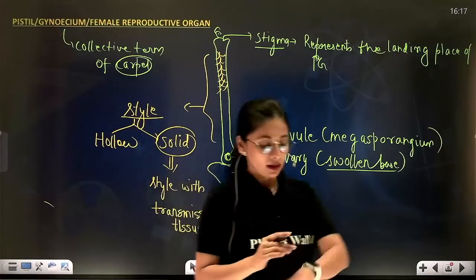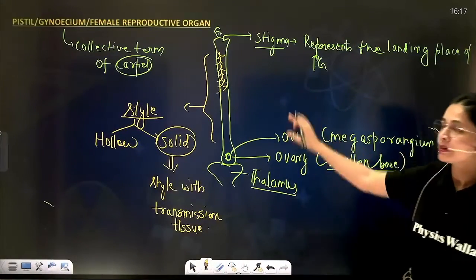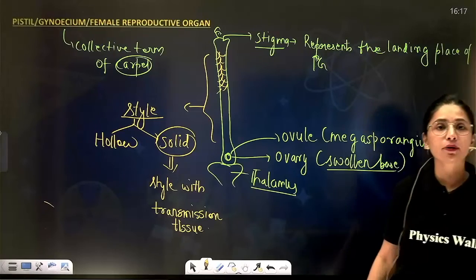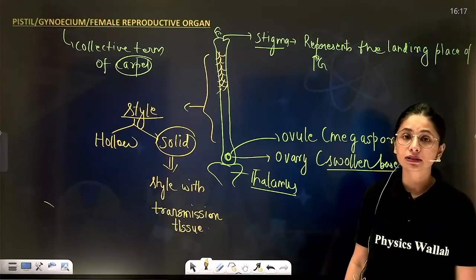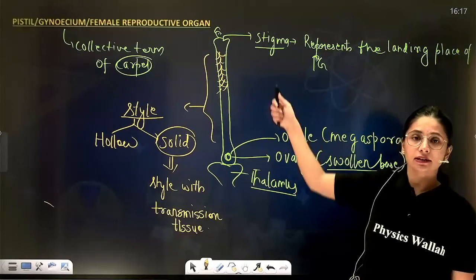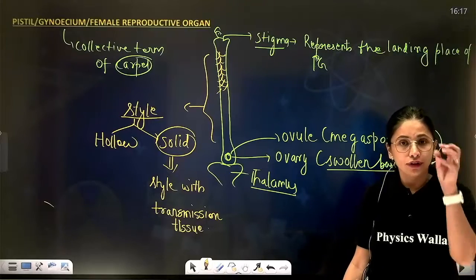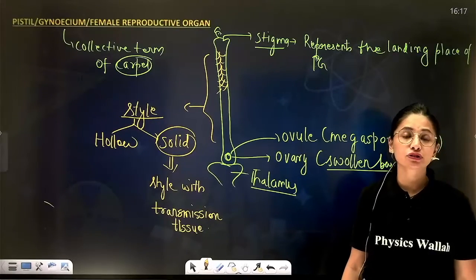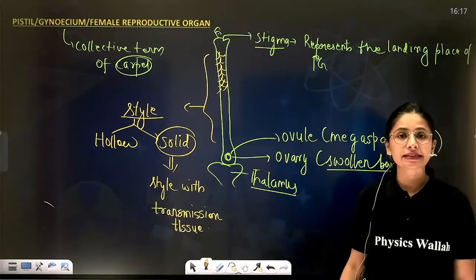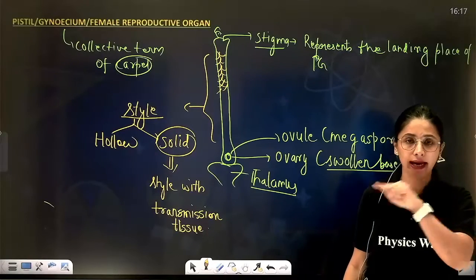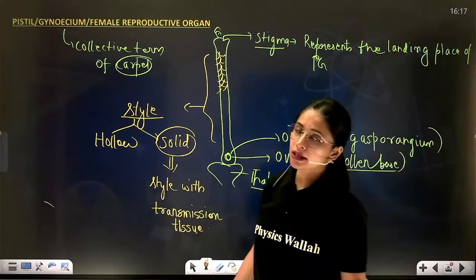Correct? Have you all understood this? The structure of the female reproductive organ, that is your carpel, has 3 structures: stigma, style and ovary. Ovary encloses the megasporangium, which is the ovule. The whole structure is diploid, 2N. Now, there are 2 conditions of carpel.